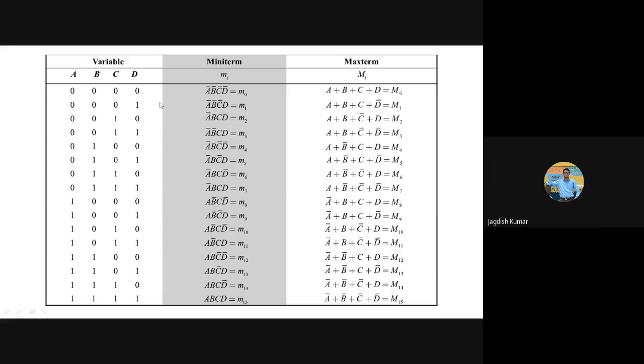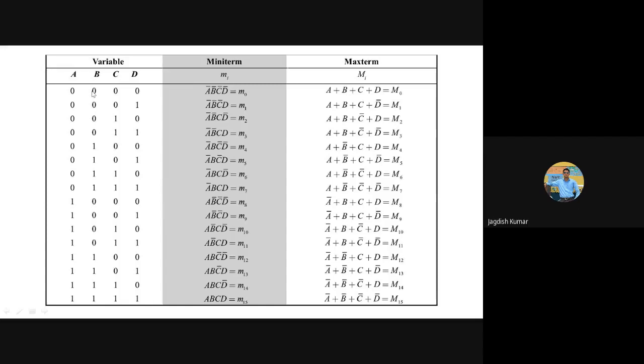If D is 1 here, only D is 1. So D is written like this. We write down the min term in such a way that the inputs finally come like 1, 1, 1, 1. Okay, so if inputs are 0, 0, 0, what will be 0 complement? 1. That is why I wrote A complement here, not A.